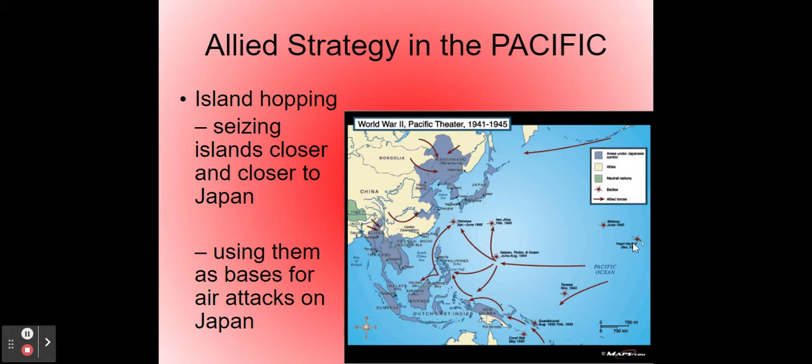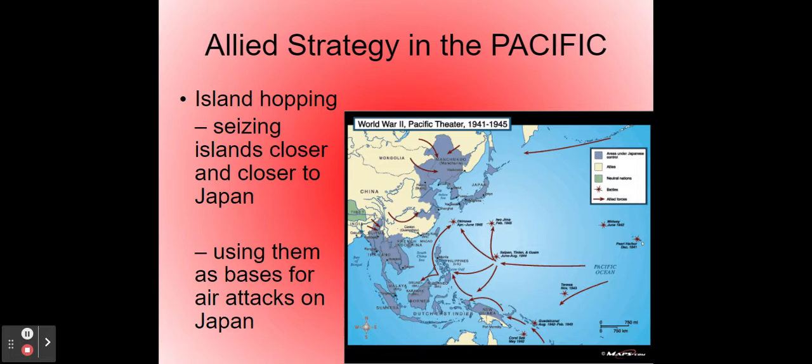So the idea is we use these islands, we get closer and closer, we build up our forces, we build up our supplies, and then we can attack Japan closer inland to them. Okay? That's our plan in the Pacific. All right? So in Europe, it's defeat Hitler first. And to be honest with you, that's the overarching plan. Get Hitler out of the way first, then focus on the Pacific. We're going to use island hopping and get closer and closer to Japan, and then use those islands as bases and attack Japan much closer into them.